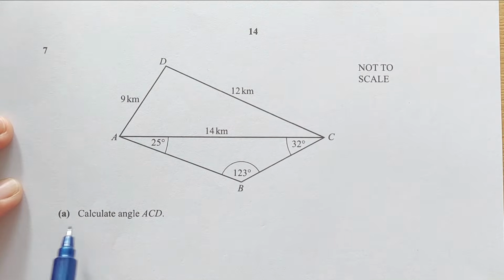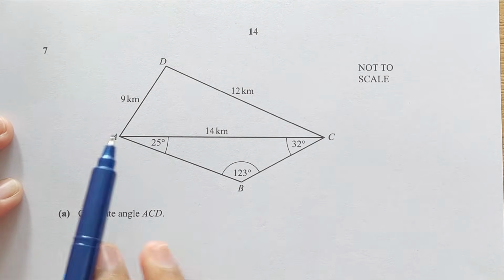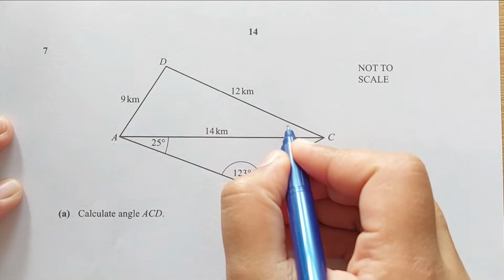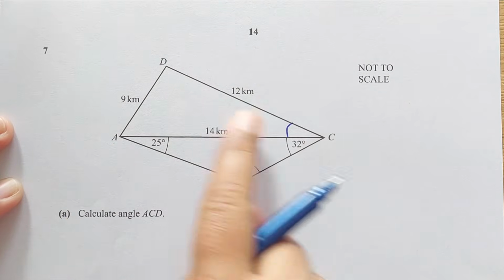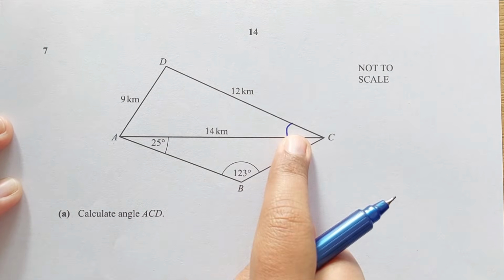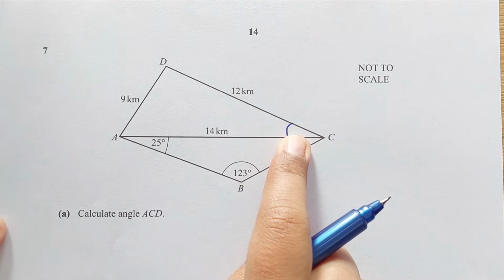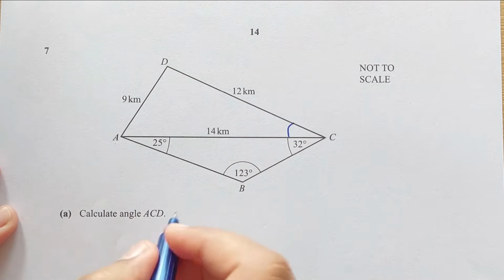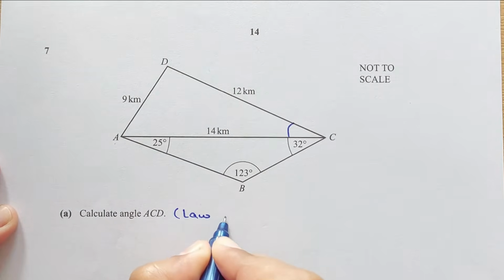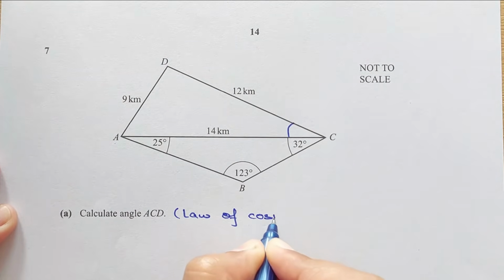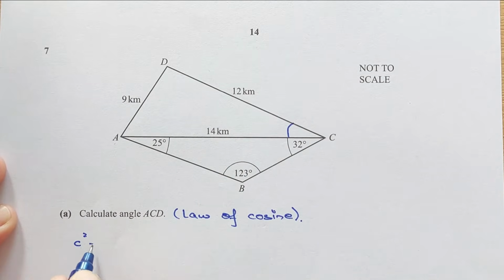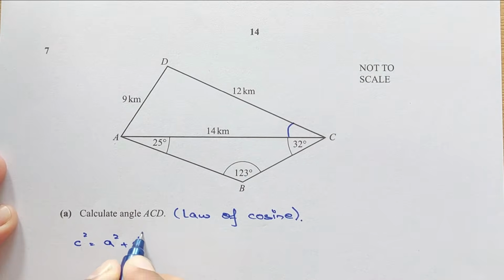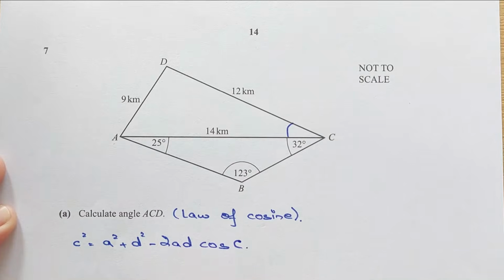Question number 7, part A, calculate angle ACD. This angle we have to find, right? So if I consider the triangle ACD, we have the 3 sides, we need to find one angle. So when the 3 sides are given, we use the law of cosine over here, right? Applying the law of cosine. We have to find angle C, right? So we can say C squared equals A squared plus D squared minus 2AD cos of angle C, right?